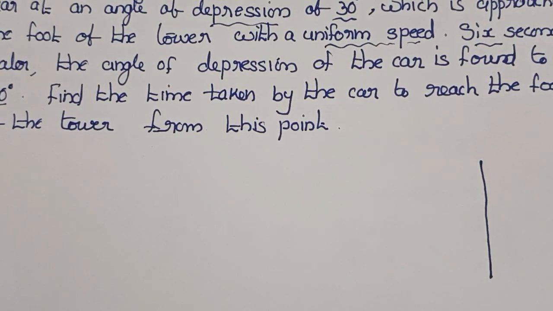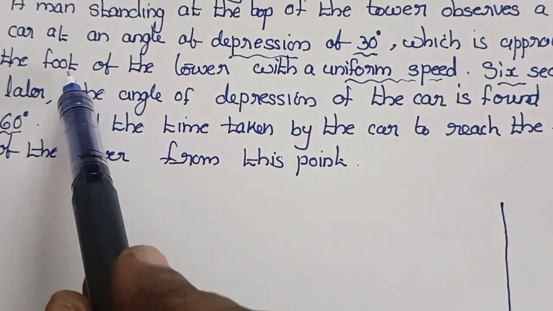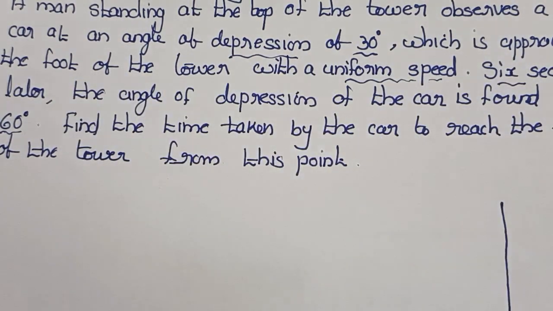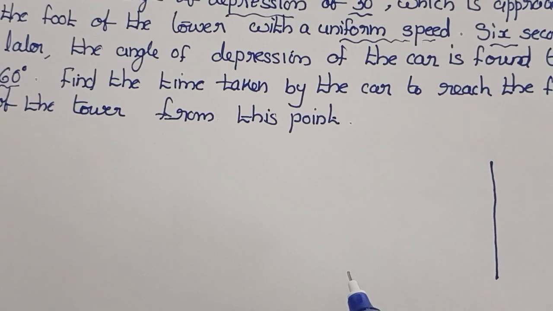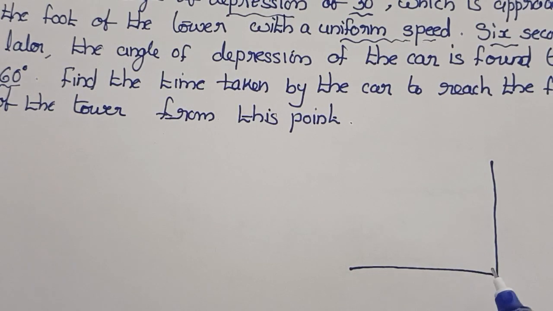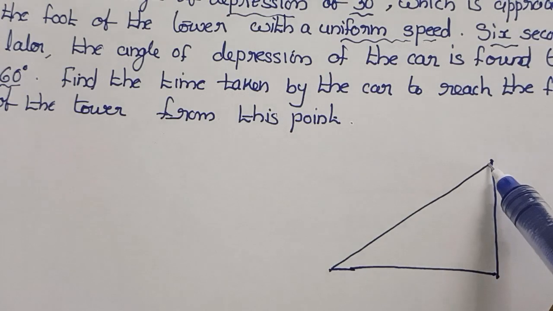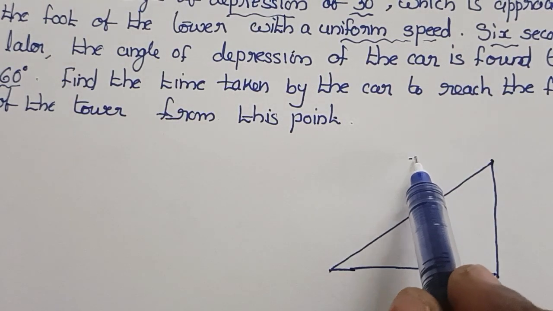Its height is not given. A man standing at the top of the tower observes a car at an angle of depression 30 degrees. So here the angle of depression of the car from the top of the tower equals 30 degrees.